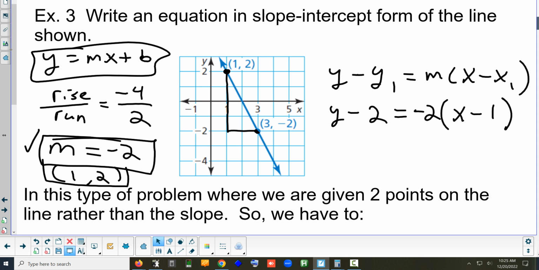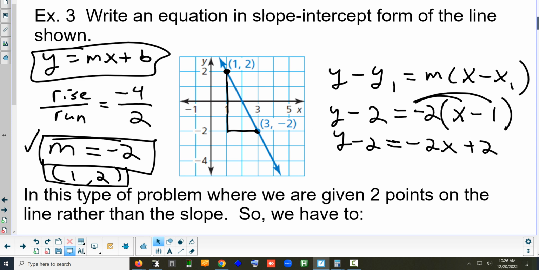Here's our equation right now in point slope. Can somebody remind me the first thing I have to do to change this to slope intercept? Yep, we have to distribute. So let's take care of that. What's negative 2 times x? Negative 2x. Yep. And what about negative 2 times negative 1? 2.